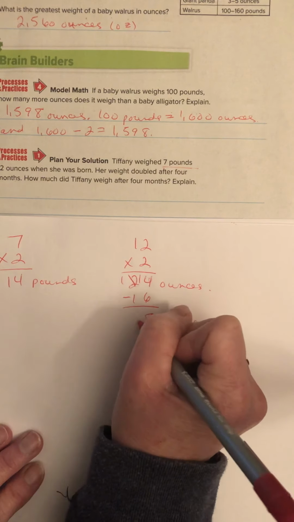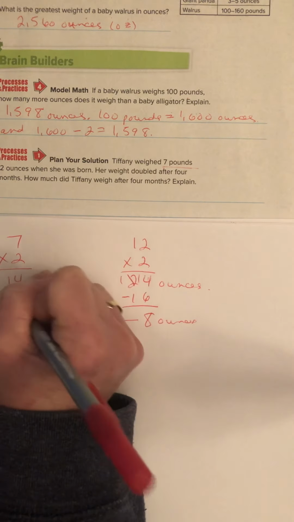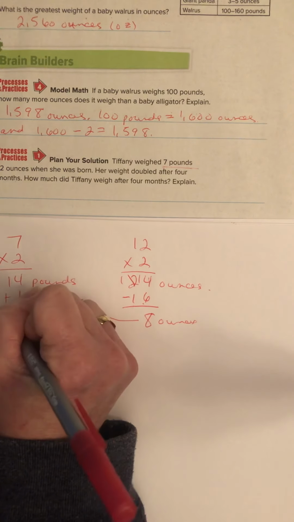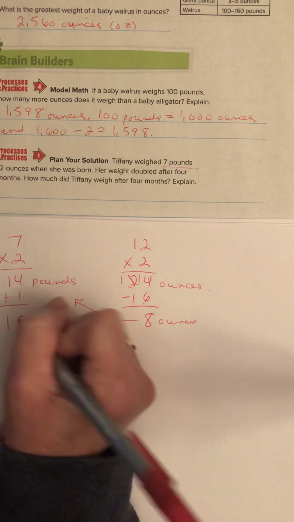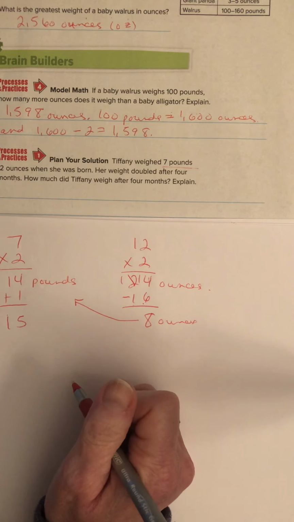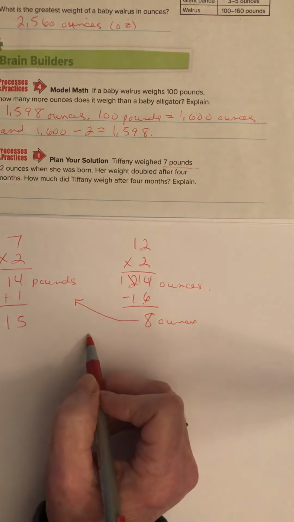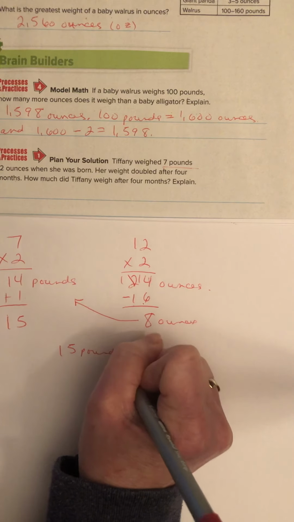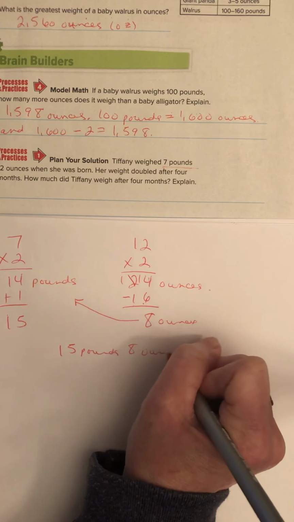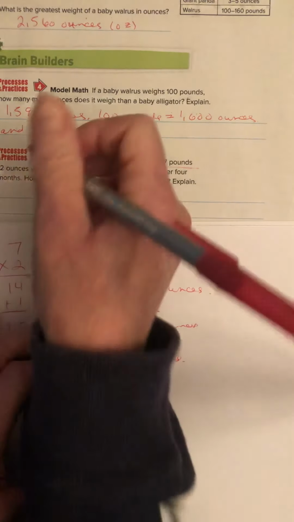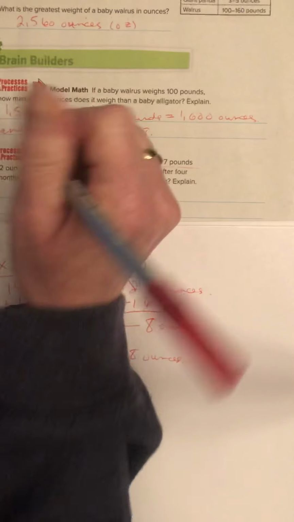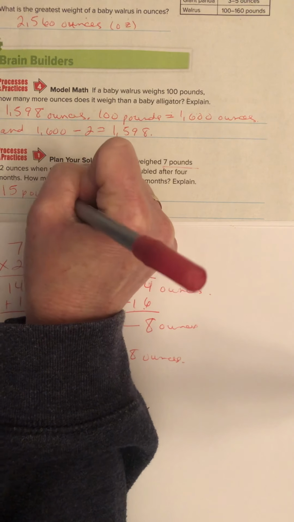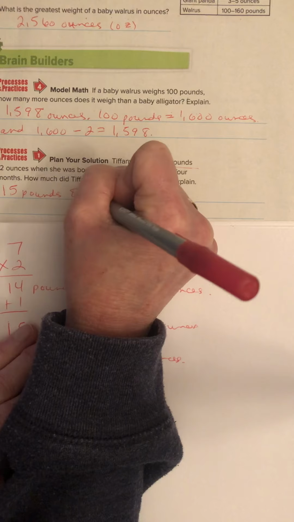And what did I do here? I'm adding another pound over here, right? Because if I take away 1 pound, I'm going to put it over here. So 14 plus 1 more pound is 15. So her weight at 4 months, if it's doubled, is 15 pounds, 8 ounces. Okay, so let's write our answer, and it also tells us to explain. So her weight doubled, so it's 15 pounds, 8 ounces.